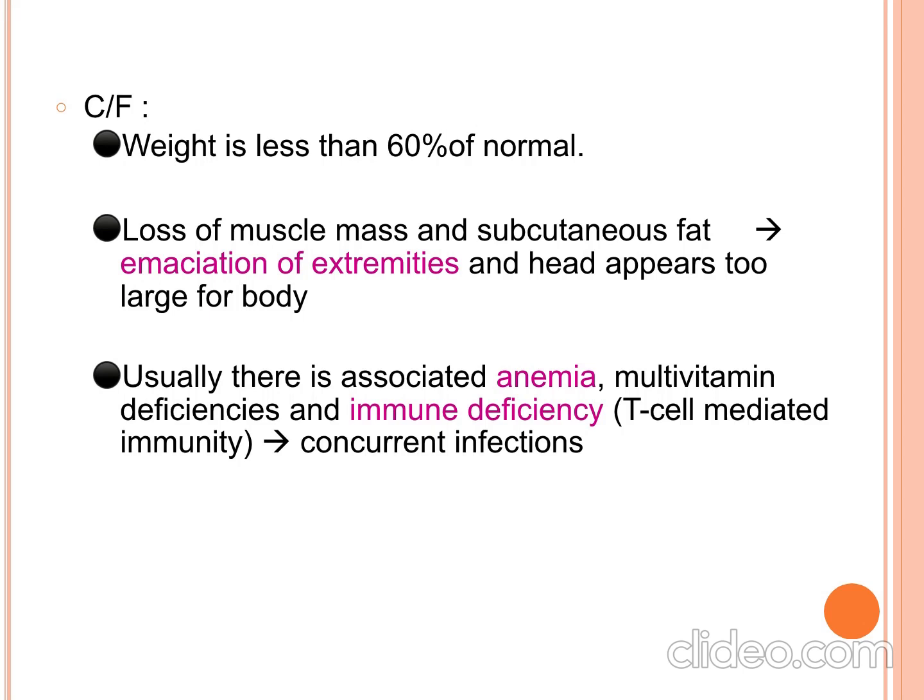The clinical features are weight less than 60% of the normal, loss of muscle mass and subcutaneous fat, leading to emaciation of the extremities, and the head appears too large for the body. Usually, there is associated anemia, multivitamin deficiencies, and immune deficiency, which leads to T cell immunity deficiency and concurrent infections.